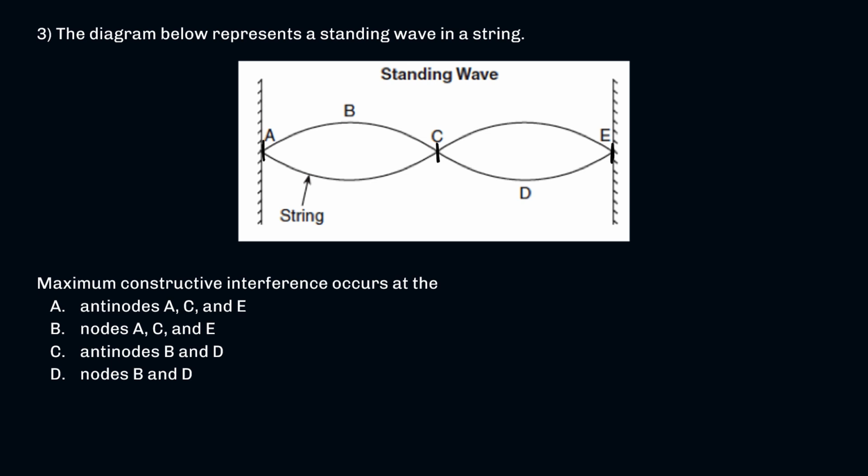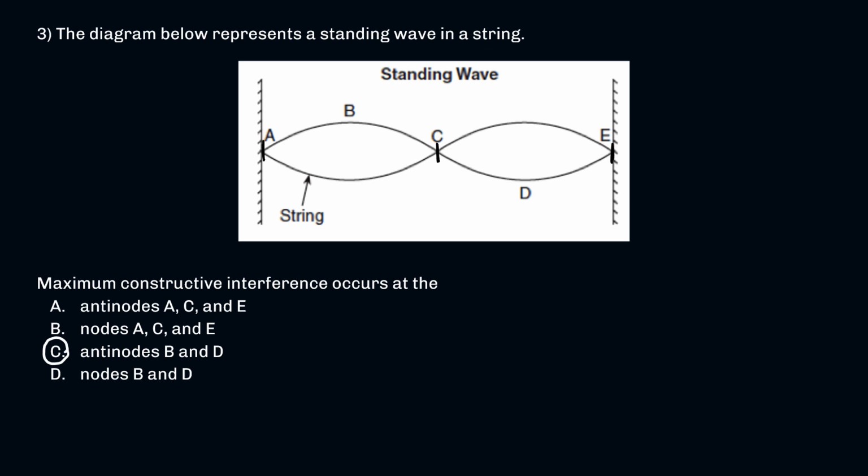Again, that is a place of constructive interference. That's kind of like a buildup of the two waves reflecting, or wave reflecting against itself and building up the constructive interference, creating that antinode. So since B and D are the antinodes, and that is where constructive interference happens, answer choice C is going to end up being my answer here.